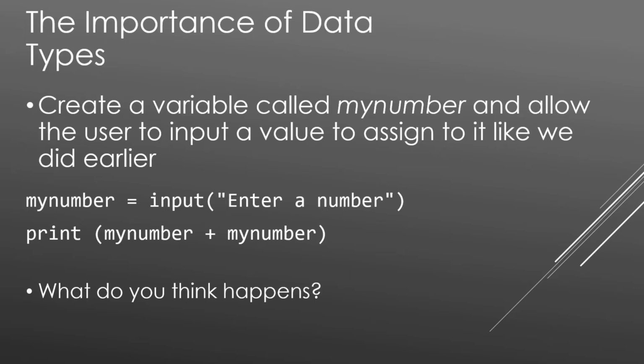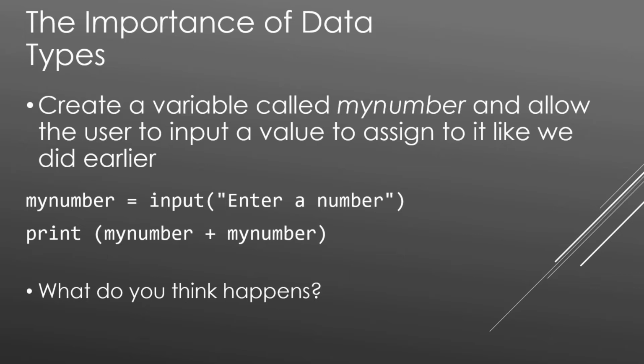So what I'm going to assume most of you are thinking now is it's going to add the number that I enter against the number that I enter. So if let's say I entered 5, it'll do 5 plus 5 and we'll get the answer of 10. So let's run this and see what happens. So let's enter 5 and press OK. We can see here that I got 55.